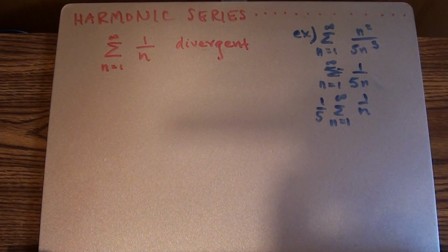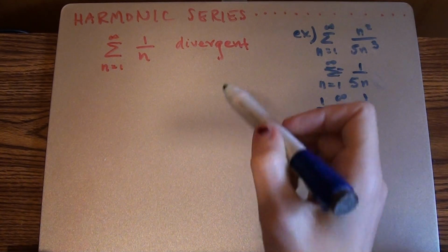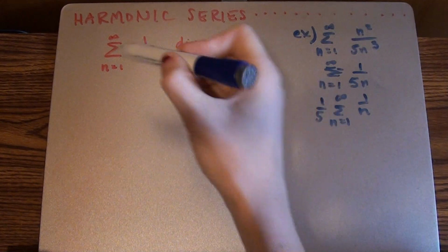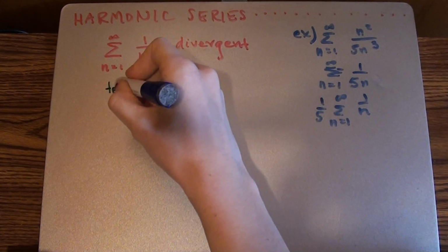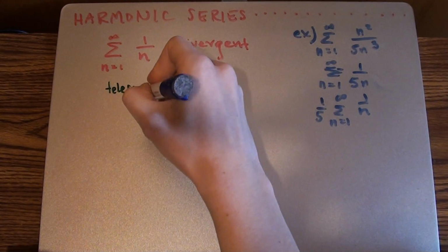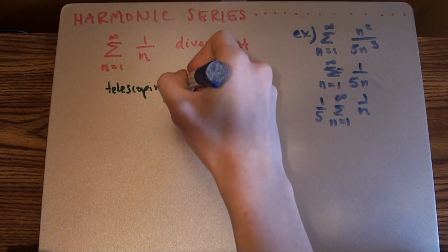And I want to take a second and help explain why we know that it's divergent. So one way we can show that this is divergent is by looking at this as if it was a telescoping series for a second.